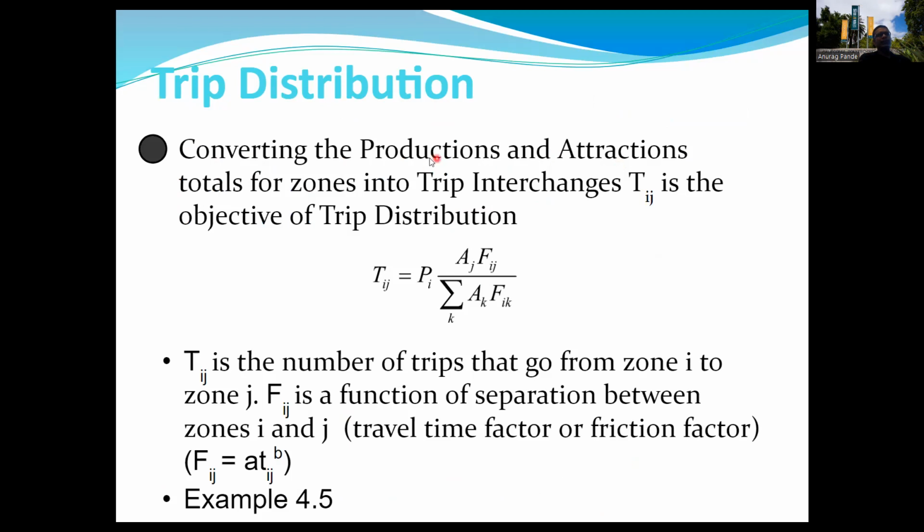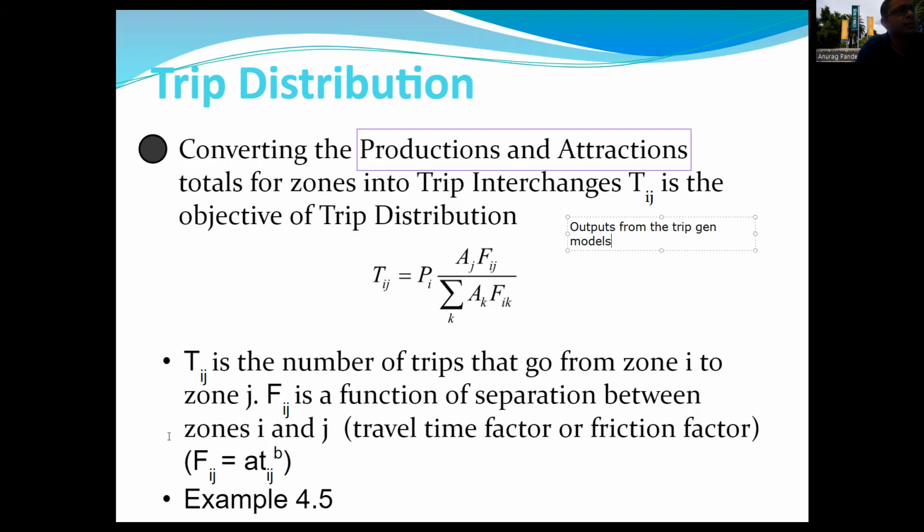So convert the productions and attractions. Again, those are the outputs from your trip generation models. And then what you're doing is you're taking those outputs and converting them into what we call the trip interchanges, Tij. You're distributing the total attractions and total productions into different trips. Tij is the number of trips that go from zone I to zone J.